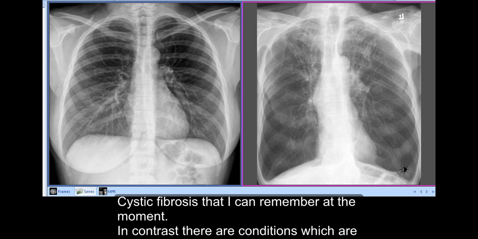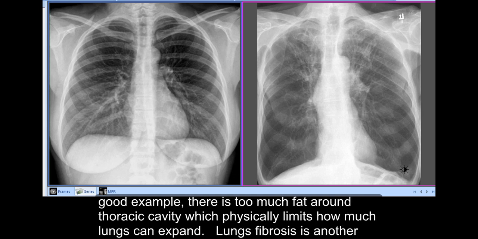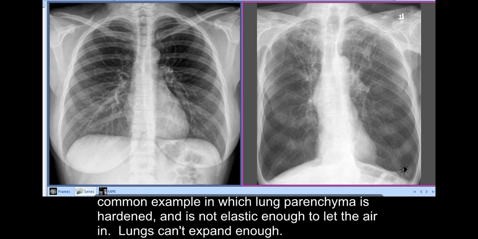In contrast, there are conditions which are classified as restrictive lung disease, in which people cannot inhale enough air. Obesity can be a very good example. There is too much fat around the thoracic cavity, which physically limits how much the lung can expand. Lung fibrosis is another common example, in which lung parenchyma is hardened and is not elastic enough to let the lungs expand enough.